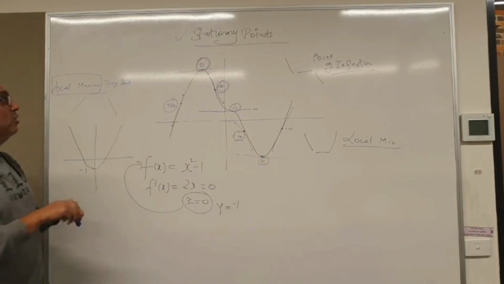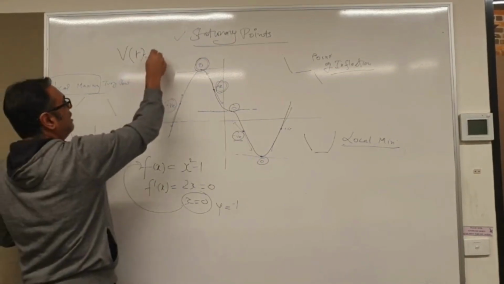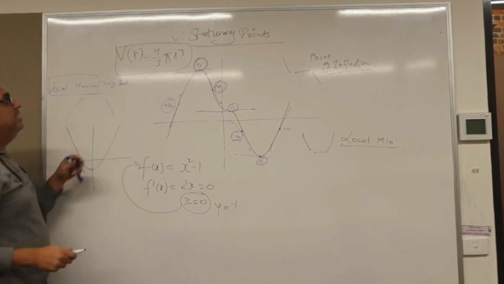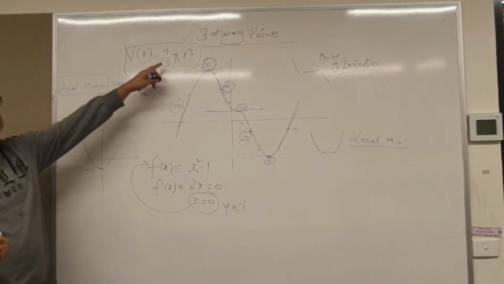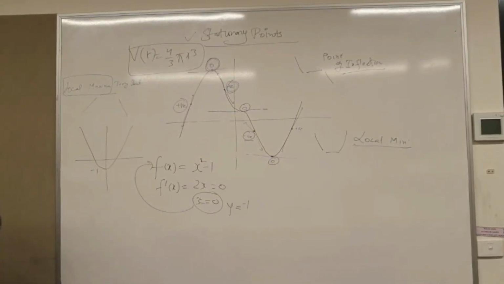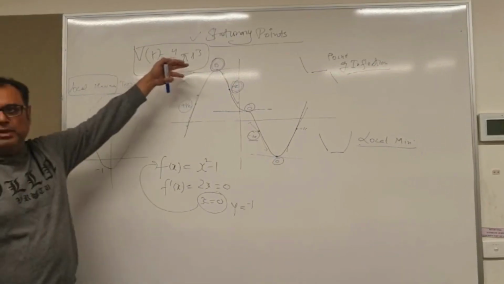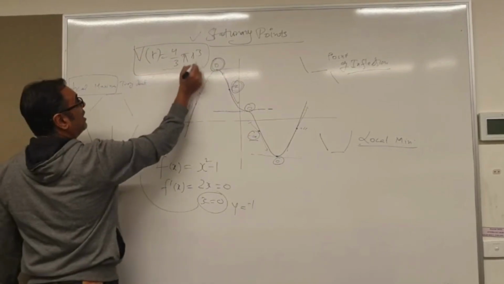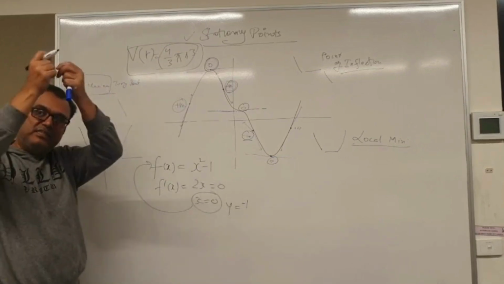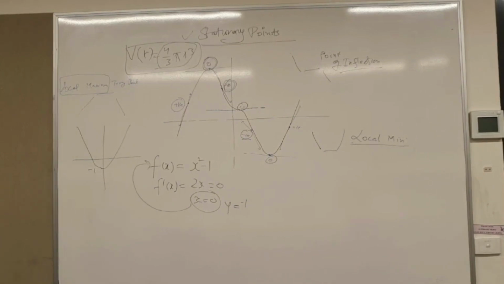For example, if your volume was a function of radius and you had something like 4 by 3 pi r cube, this is a sphere. Tell me for what radius you will have the maximum volume, and there will be a domain given to you. So you find the derivative, equate it to 0, find the radius. That's the point where your function will be either a max or a min.